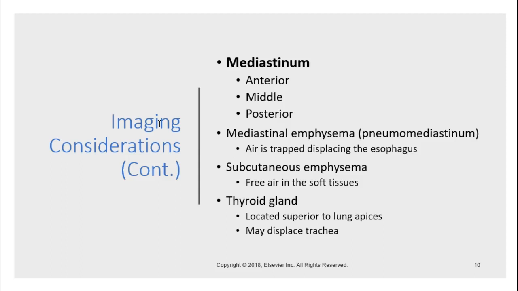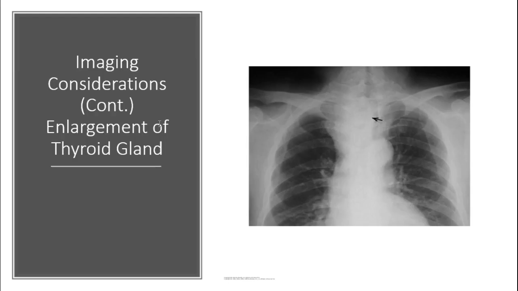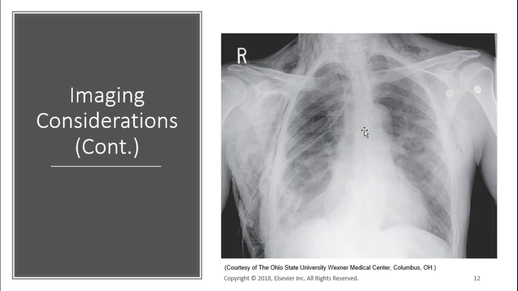Okay, we have the thyroid gland. It's located superior to the lung apices, and it may displace the trachea. So if you see some weird abnormality within that area, it could be the thyroid. So as you can see here, enlargement of the thyroid gland. You see the trachea is right here, and it should be midline. So you can see that it's just placed off to the left. So there's an enlargement of the thyroid gland.